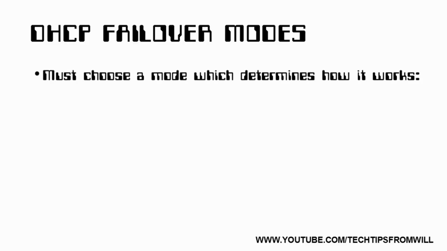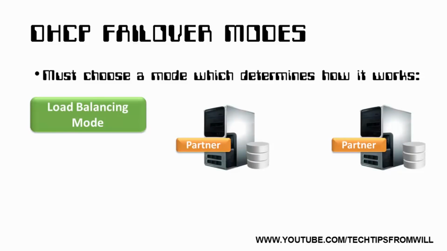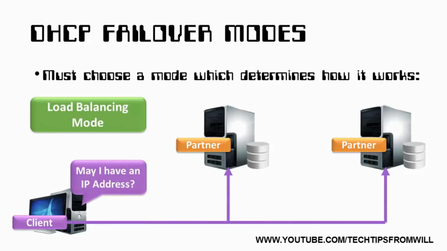When you create a failover relationship between the two DHCP servers, you will have to choose a mode that determines how it works. The first mode, which is also the default, is load balancing mode. With load balancing mode, both partner servers in the failover relationship will work together to assign IP addresses to clients. That is, when a client computer boots up and requests an IP address, it can obtain an IP address from either one of the partner servers.